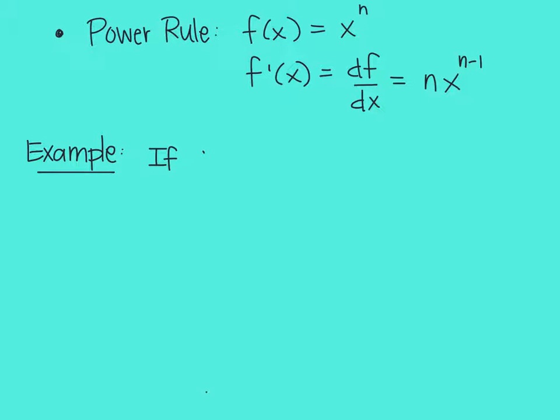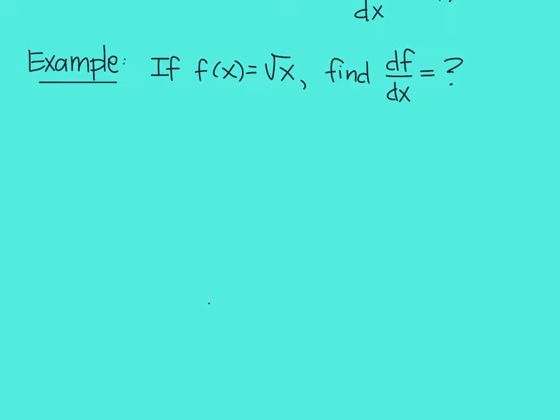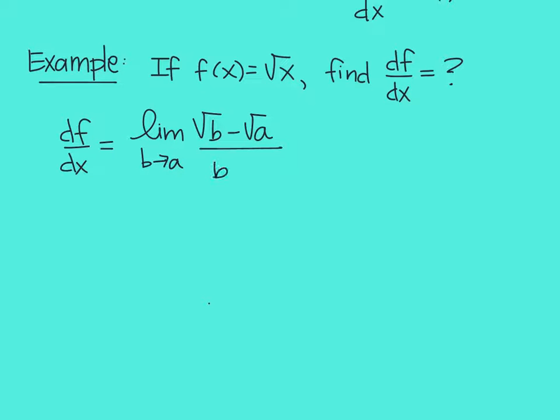If f of x is the square root of x, find df dx, which is the Leibniz notation. Okay, so find out what that derivative is going to be. Because I see df dx, the proof needs to be in Leibniz form, and then we'll confirm it with the power rule, show that the power rule worked, and then we'll be done. So df dx in Leibniz's method would be the limit as b approaches a of the square root of b minus the square root of a over b minus a.